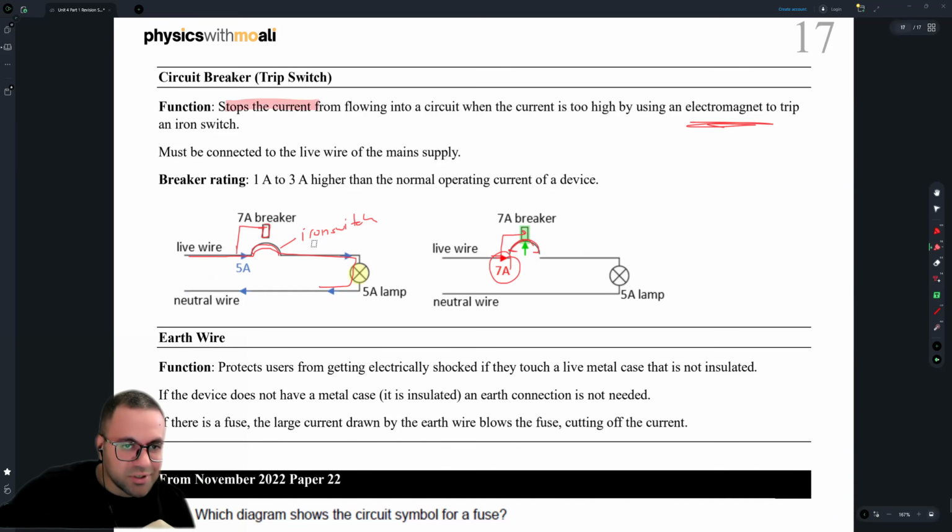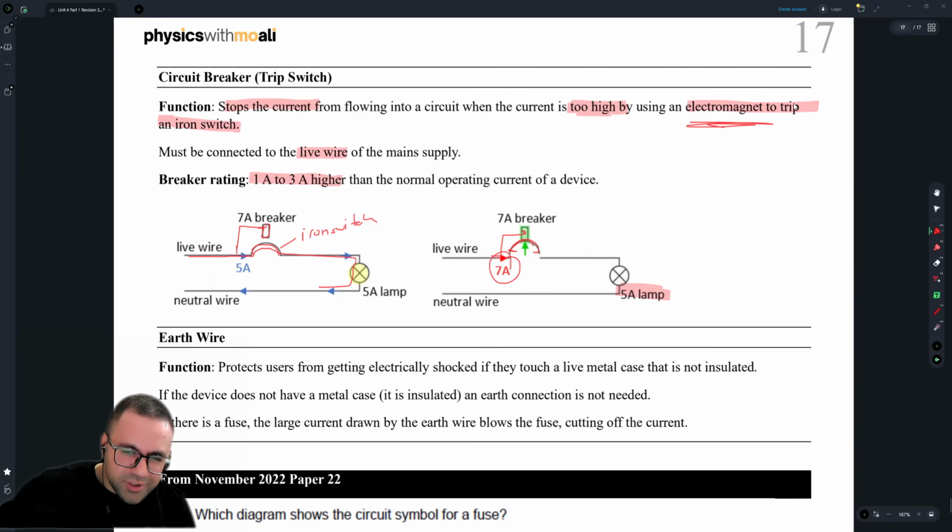It stops the current if it gets too high, but this time by opening what? A switch, using a magnet. We always choose a rating that's 1 to 3 amperes higher than what you need, okay? And we also always connect it to the live wire.